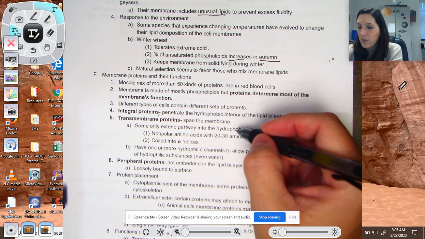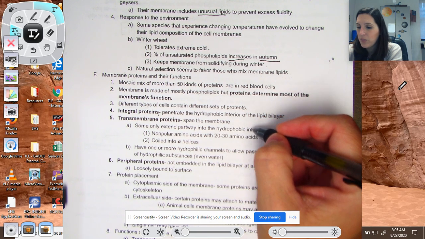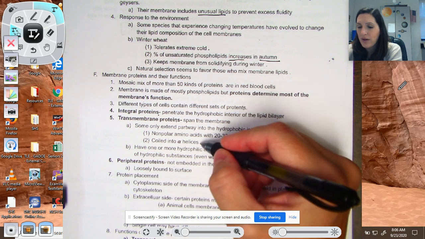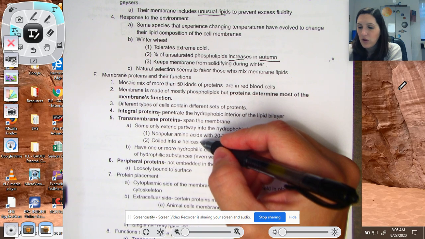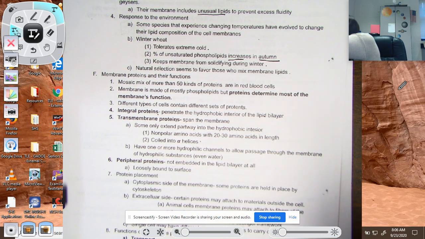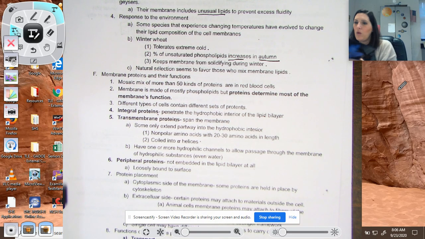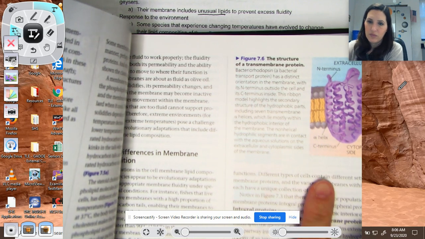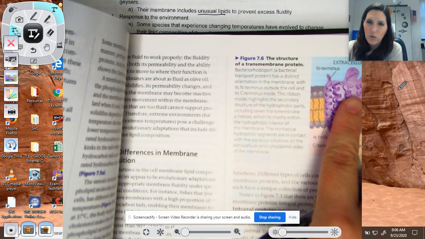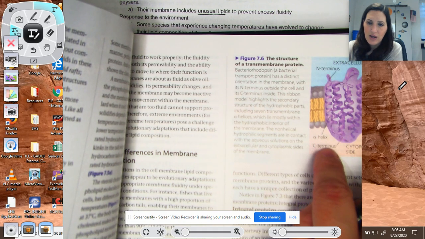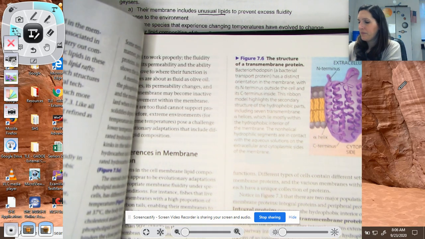Some only extend partway into the hydrophobic interior, and they're going to fold up. They're going to collapse and coil around in an alpha helix. So there's a picture in the book that goes through what this looks like right here. Okay. You see it kind of coiling up around the alpha helix. So it's just a different shape to it.